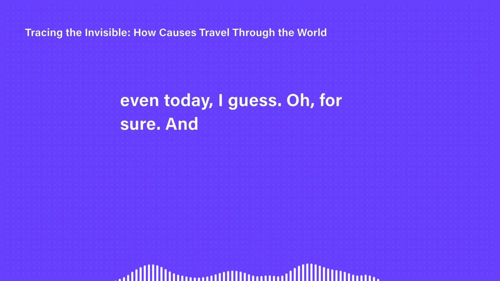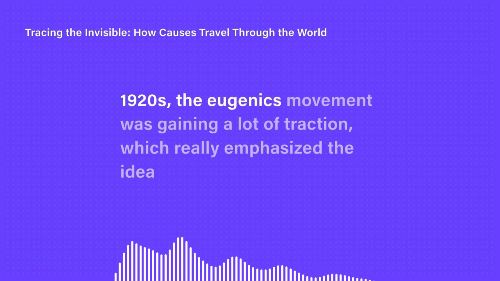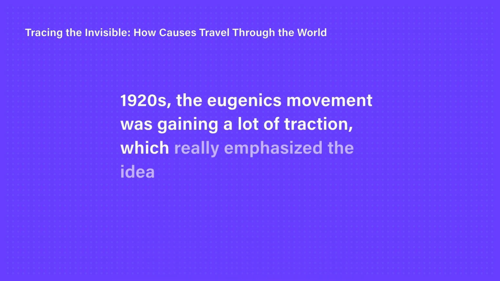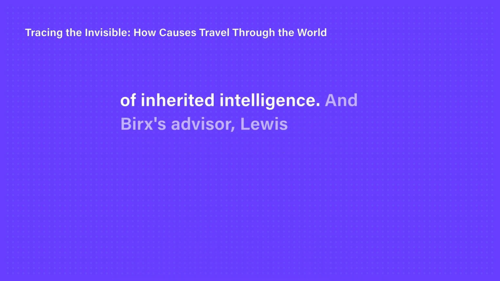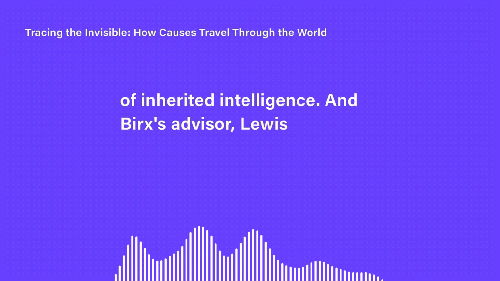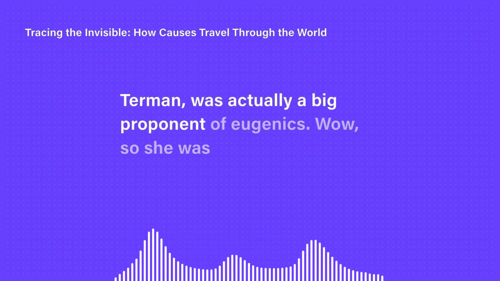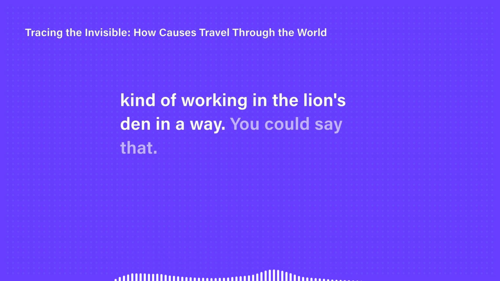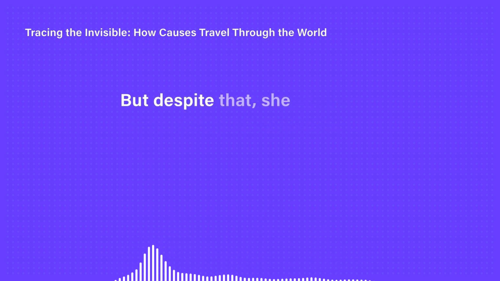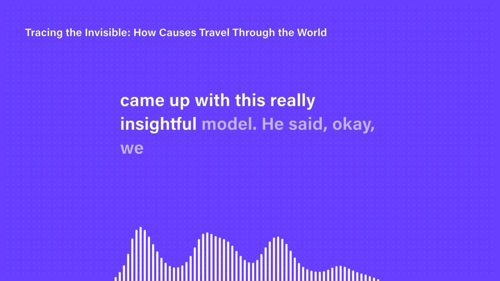Oh, for sure. And back in the 1920s, the eugenics movement was gaining a lot of traction, which really emphasized the idea of inherited intelligence. And Burks's advisor, Lewis Terman, was actually a big proponent of eugenics. Wow, so she was kind of working in the lion's den, in a way. You could say that. But despite that, she came up with this really insightful model.